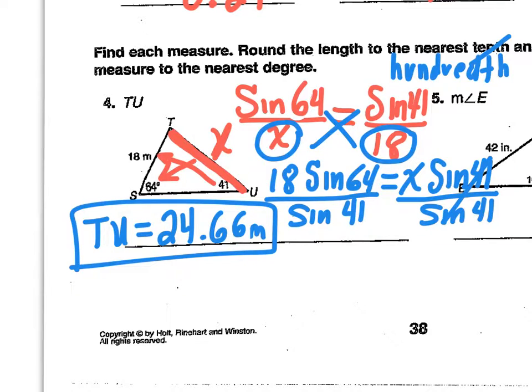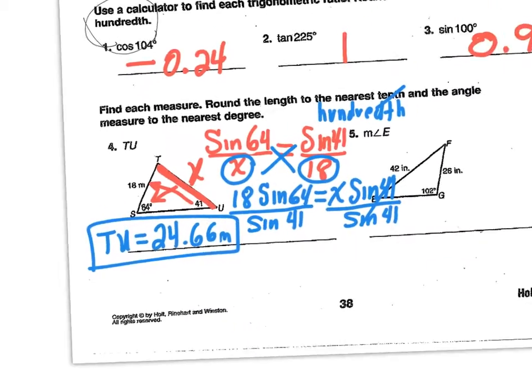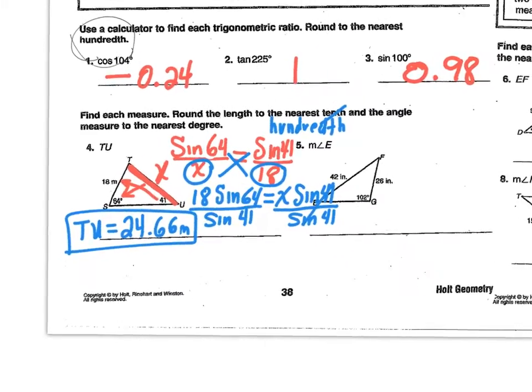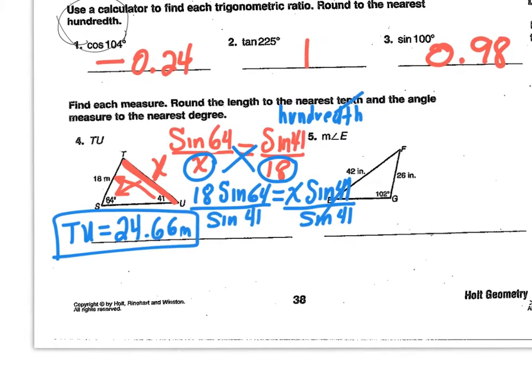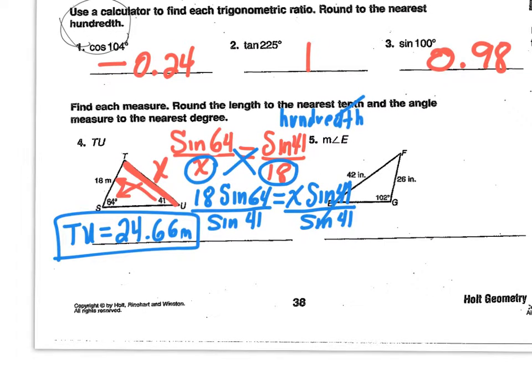So if you have 2 angles, and the sides across are either given or you're missing one of those 2, then you use proportions for sine, the law of sines. So far, so good? Okay, perfect. Okay, so now problem number 5.